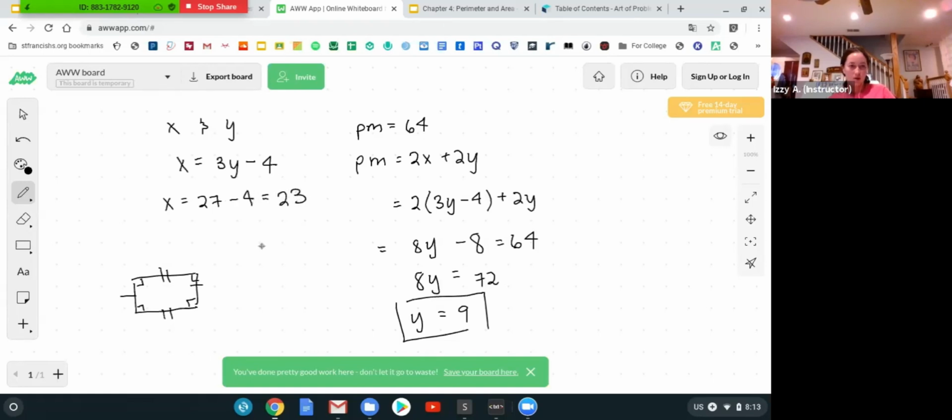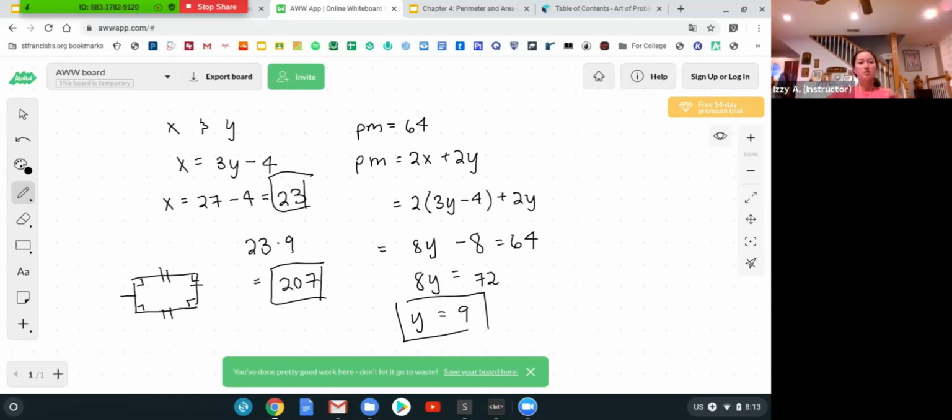The original problem was asking us to find the area. As we figured out earlier, all we have to do to find the area of a rectangle is multiply the sides. So we get 23 times 9, which is equal to 207. So that will be our final answer.